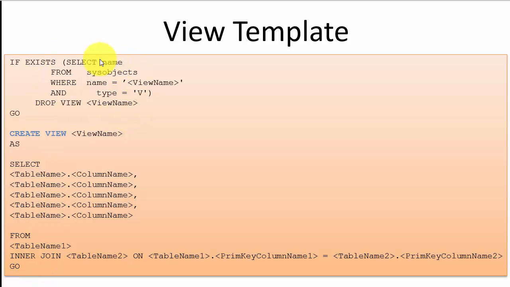In top here, we just have some code. If the view already exists, we drop it before we create it once more. And here we have a selection of the columns we want to include, and here we have this joining or linking the different tables together.